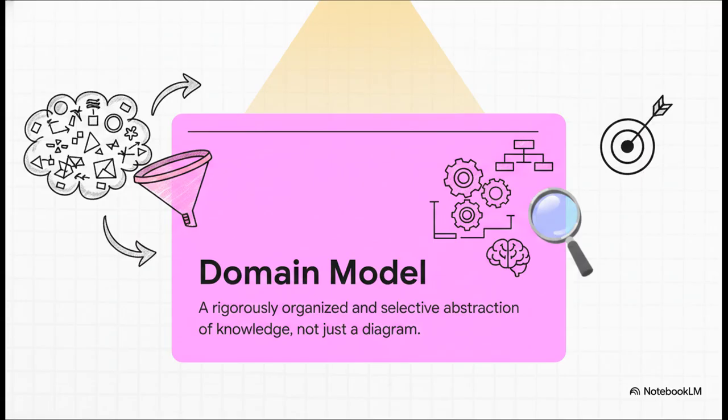The domain model. A domain model is a rigorously organized and selective abstraction of a domain expert's knowledge. It is not, and this is crucial, it's not just that chaotic jumble of knowledge floating around in a stakeholder's head. And hey, we've all been in those meetings. Now, a domain model is a consciously structured form of knowledge that makes sense of the chaos and focuses it directly on solving the problem at hand.